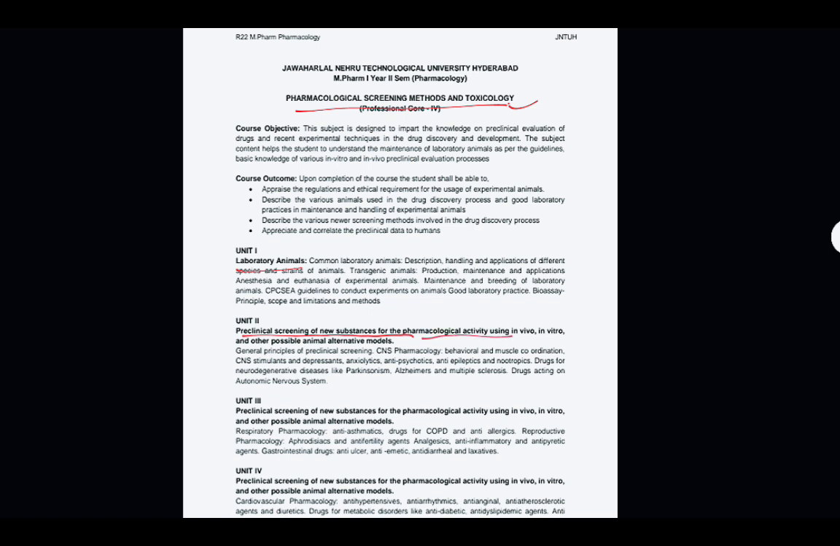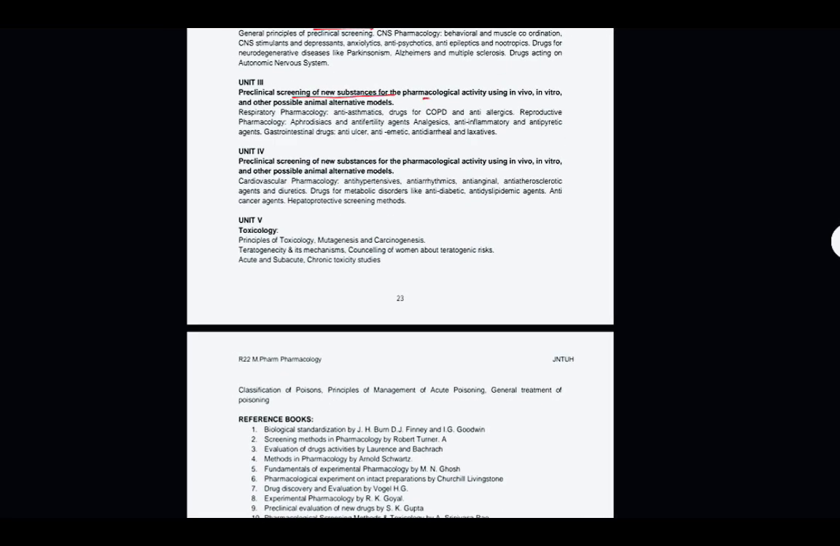substances for pharmacological activity, in vivo, in vitro, and other possible animal alternative methods. Preclinical screening of new substances for pharmacological activity using in vivo, in vitro or some other models. Different categories of drugs given. Toxicology.